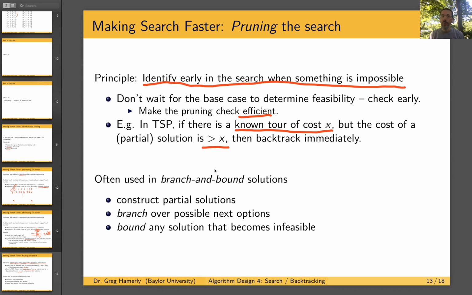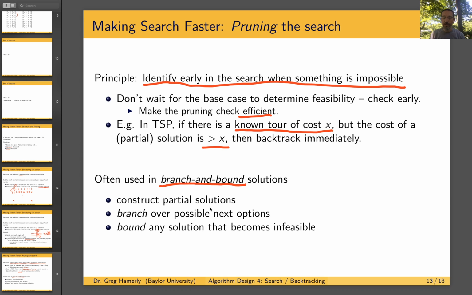If that happens, and there are no negative cost edges in this graph, then you know that no matter what you do, you can't beat that earlier tour that you already know about. So why are you continuing to search in this path? So stop what you're doing and backtrack immediately. So this type of idea is what's commonly used in what are called branch and bound search solutions.